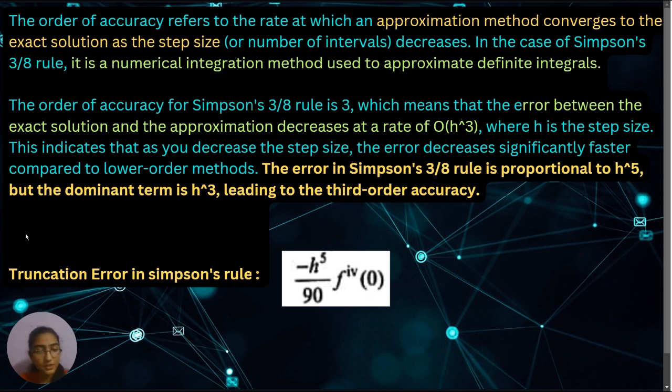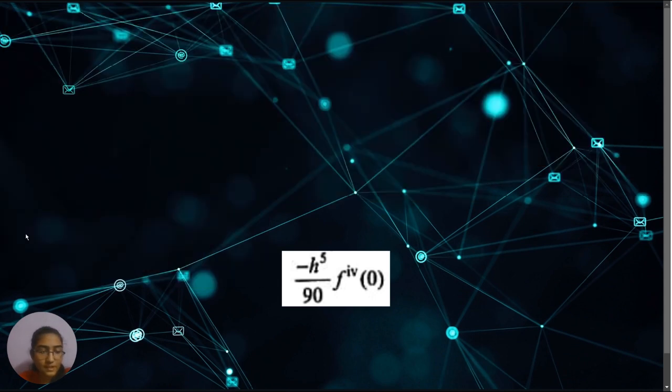However, the truncation error in Simpson's rule is minus h to the power 5 by 90 into the fourth order derivative of f of xi. So this is the truncation error in Simpson's rule. Now, how to calculate the truncation error in Simpson's rule, we will understand in detail in the next video. So stay tuned for that. Right now, just remember that the accuracy of 3 by 8 Simpson's rule is 3. So let's jump on to the next question.